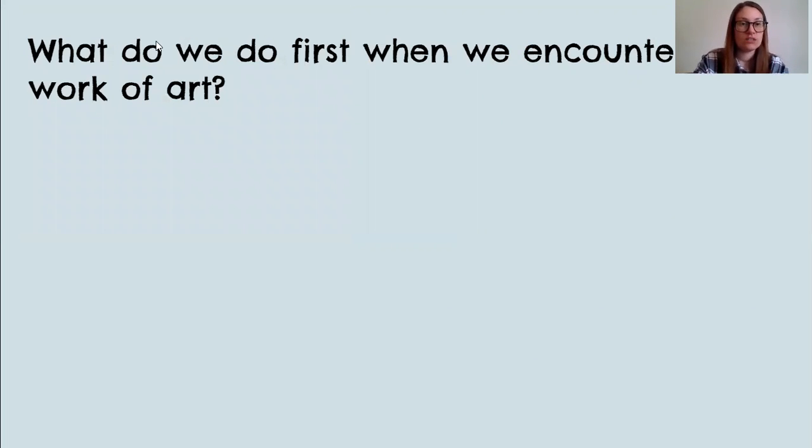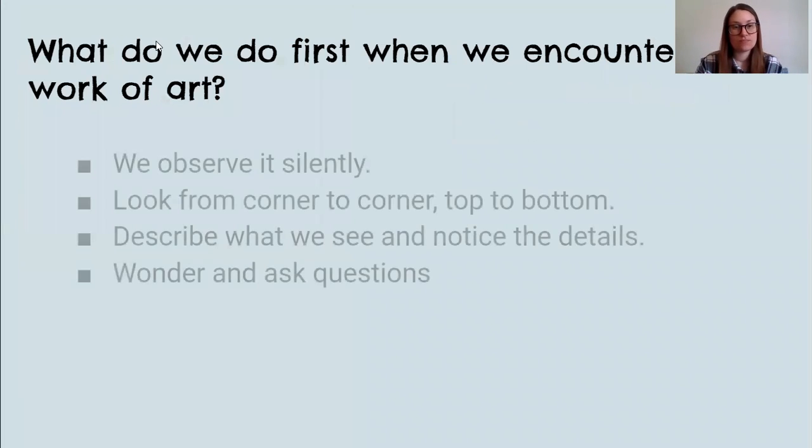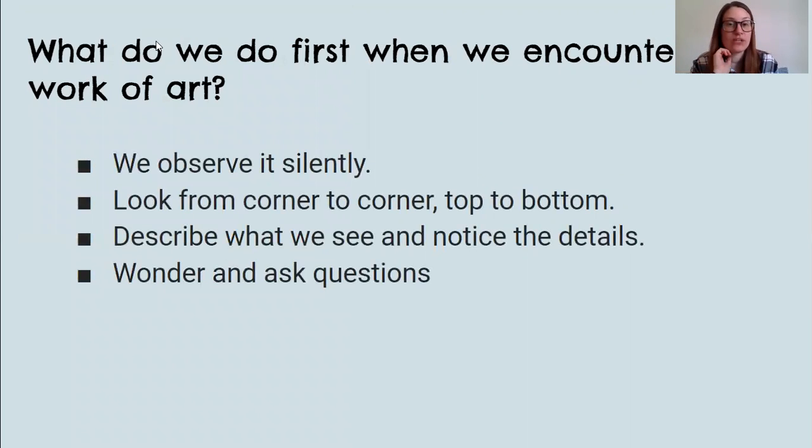So, what do we do when we encounter a work of art for the first time? There are several things that we do. We will observe it silently. We're going to look from corner to corner, top to bottom. Then we'll be able to describe what we see and notice some details. And finally, we will wonder or we will ask some questions.